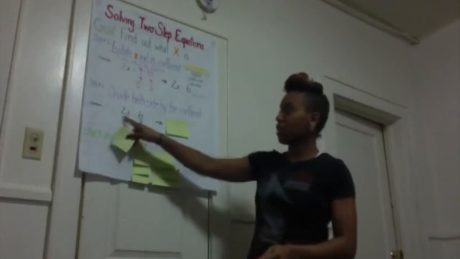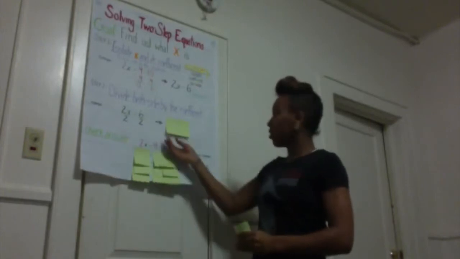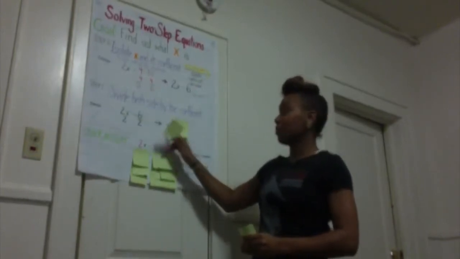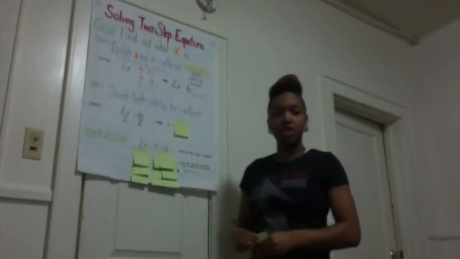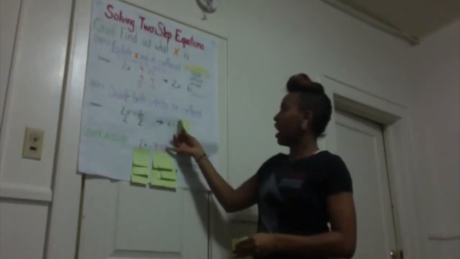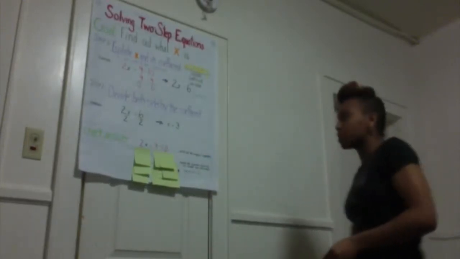So now 2x divided by 2 is what? 1x. Right, we can't forget the x. And then we have 6 divided by 2, which is? 3. And now our answer is x is equal to? 3. Good job.